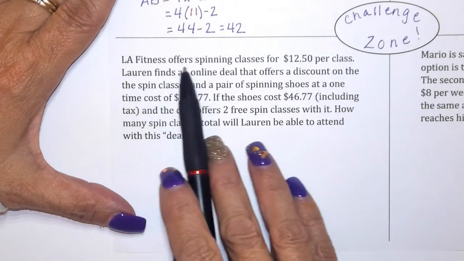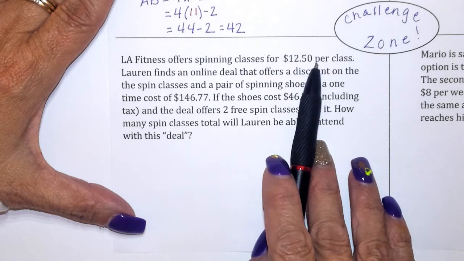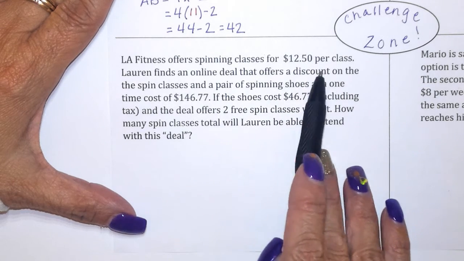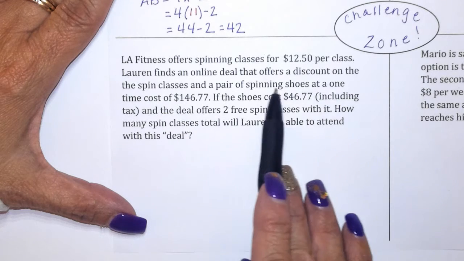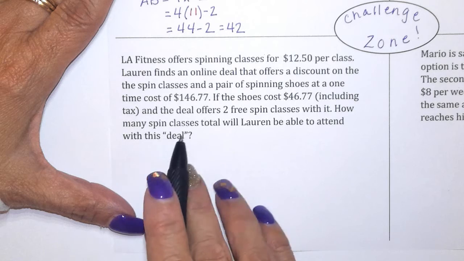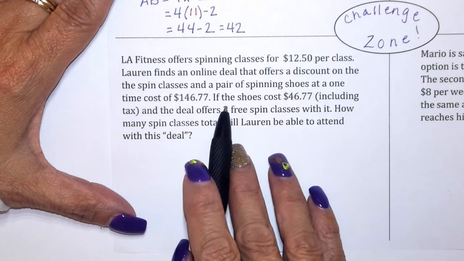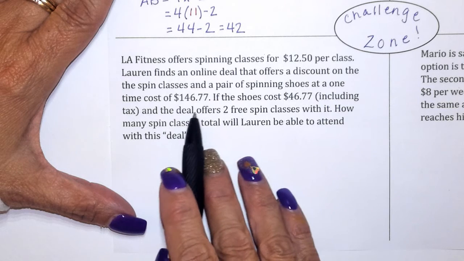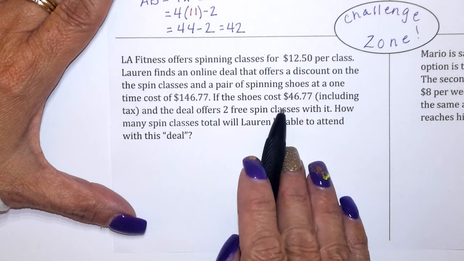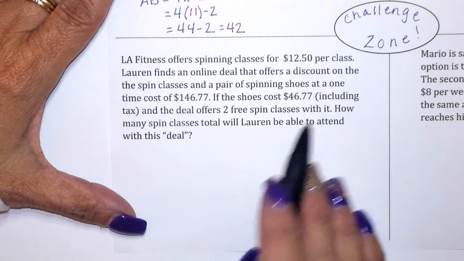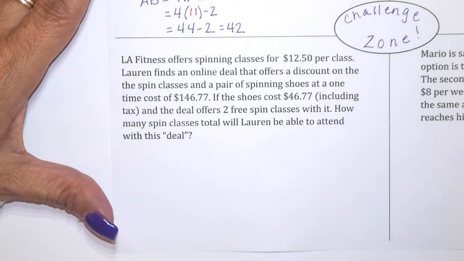All right, LA Fitness offers spinning classes for $12.50 per class. Lauren finds an online deal that offers a discount on the spin classes and a pair of spinning shoes at a one-time cost of $146.77. If the shoes cost $46.77, including tax, and the deal offers 2 free spin classes with it, how many spin classes total will Lauren be able to attend with this deal?